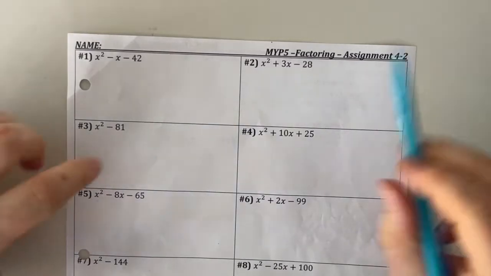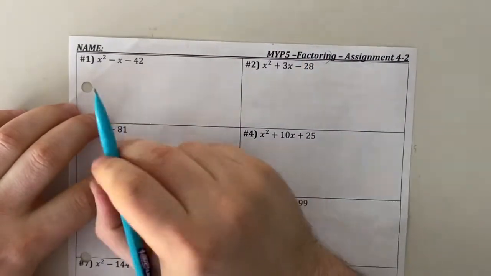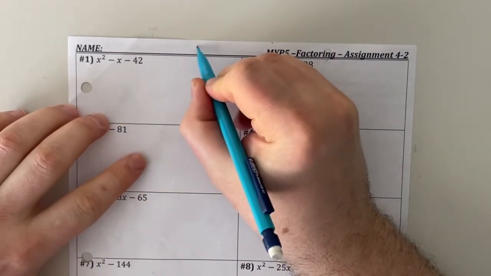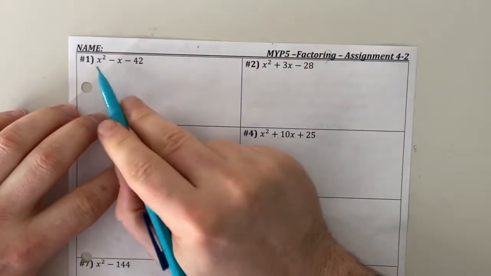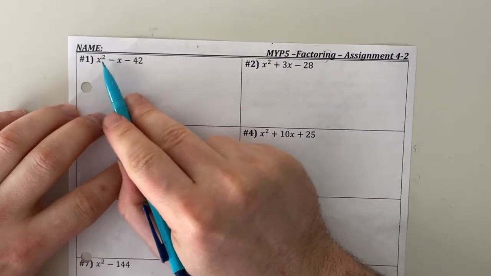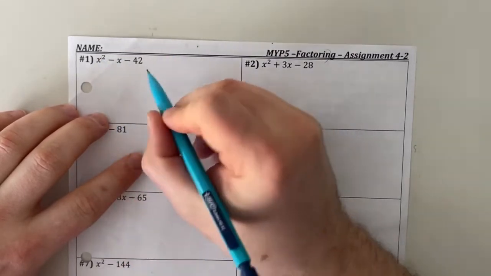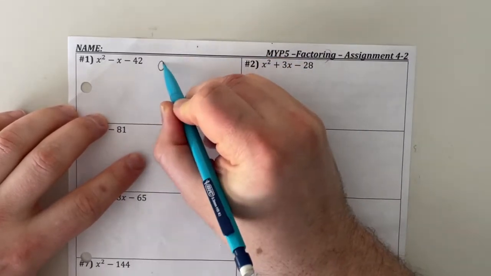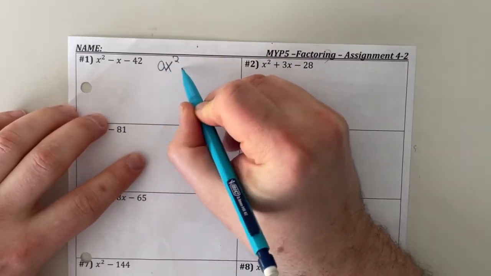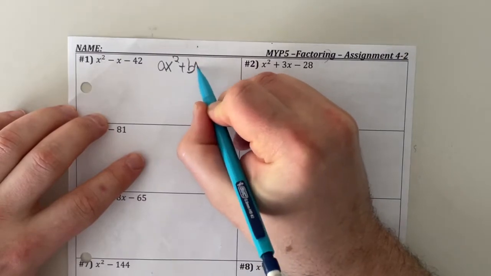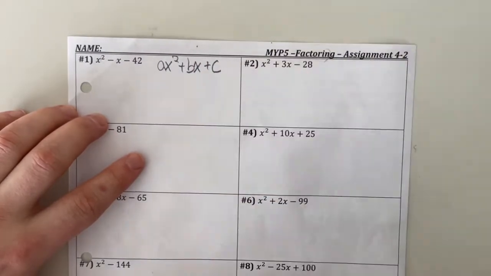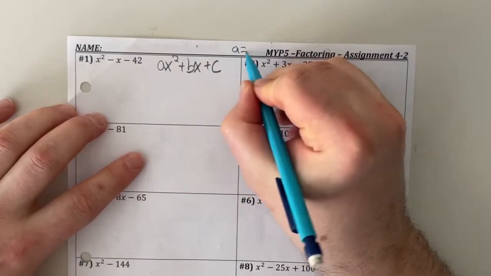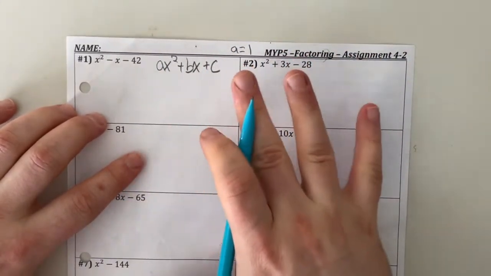In this video, still working on factoring, in this assignment, we're factoring quadratics. And what that means is we have a trinomial where the degree or power is 2. And if you notice, this should always be in this form: a times x squared plus b times x plus c. And on this whole front side, we're going to have a equals 1. So that way it's a lot easier.